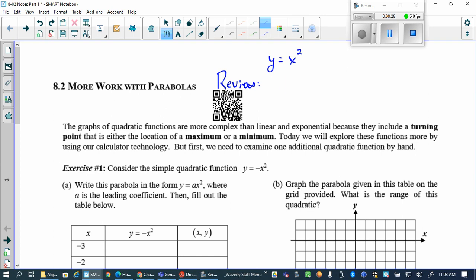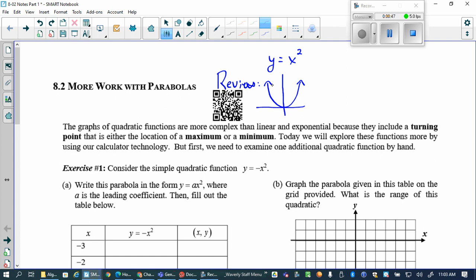And when we graphed it, that looked like this, right? And where did we find the vertex of this function? Yeah, the turning point, because that's where the graph turns from decreasing to increasing, right?